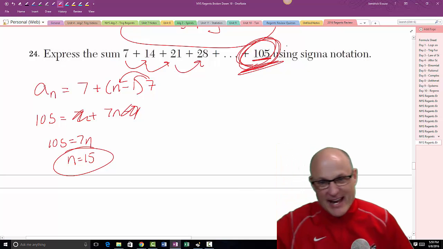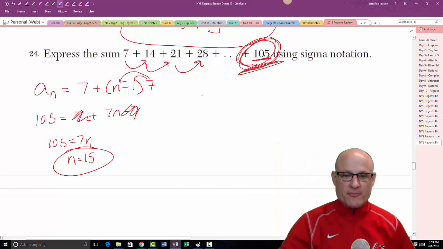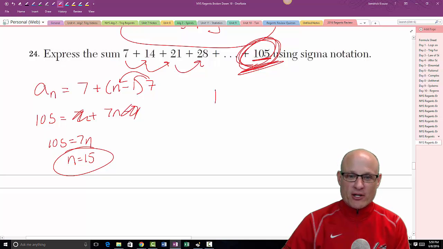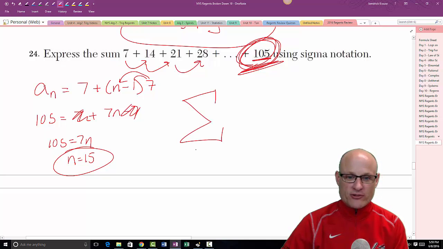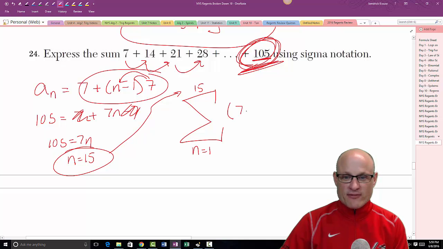Now you could have just kept adding and say, okay, I know there's 15 terms. But it said using sigma notation. You've got to use the sigma notation. n equals 1 to 15. So I needed this to get that number up there. And then I'm going to use my arithmetic sequence formula: 7 plus (n minus 1) times 7.